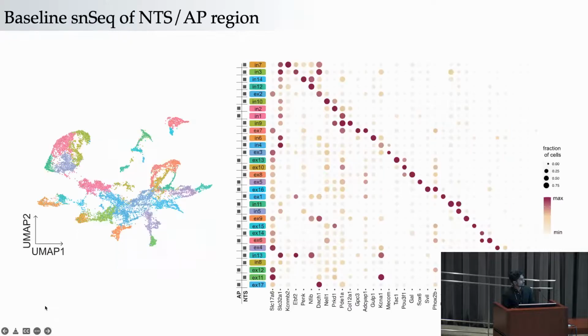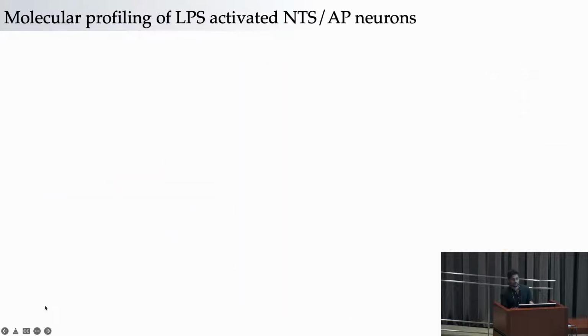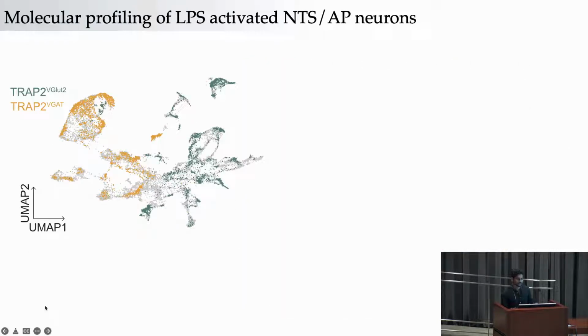And this is just the baseline sequencing, and as has been reported by many others, there's a rich repertoire of different cell types in this region. And now, when we map the LPS activated cells onto this baseline set, what we could see is that the sickness response induced by LPS activates a range of different cell types. It's not a singular type in this region, and there's excitatory and inhibitory cells activated.